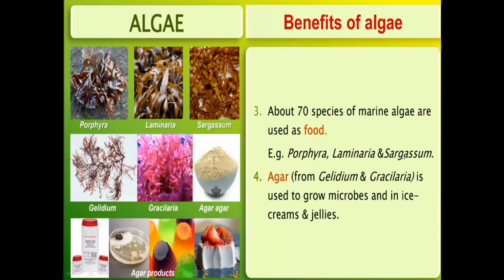If not food, they can also be used as fodder for fish or cow. Gelidium is used to make jelly. Gracilaria, agar, the agar powder. Agar products are available. I'll show this agar next time. Agar from Gelidium and Gracilaria is used to grow microbes and in ice cream and jellies. These are mostly gelling agents.